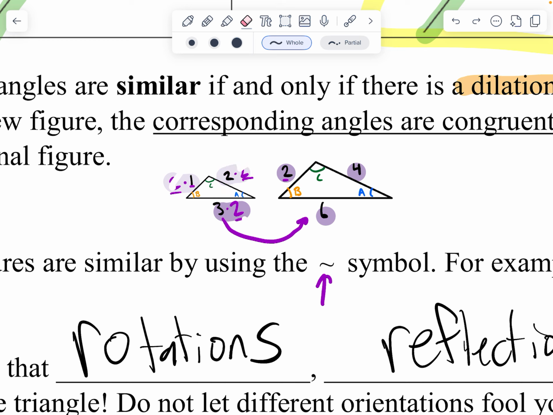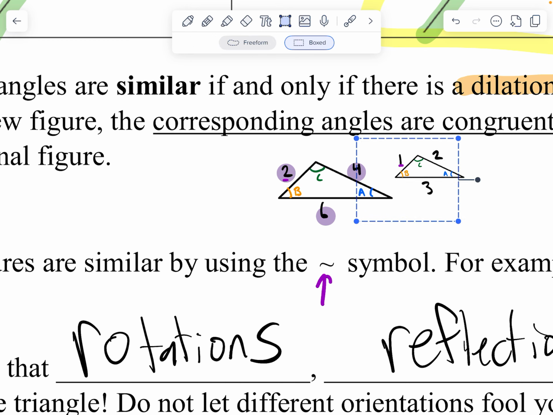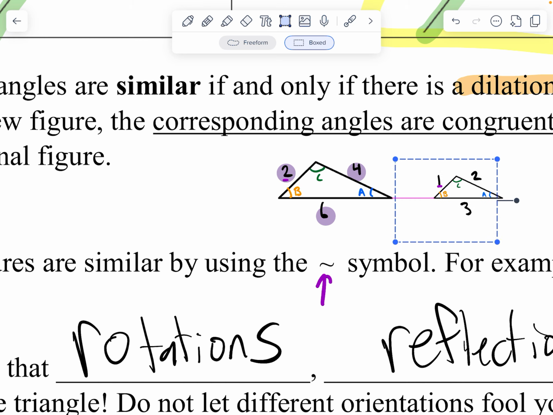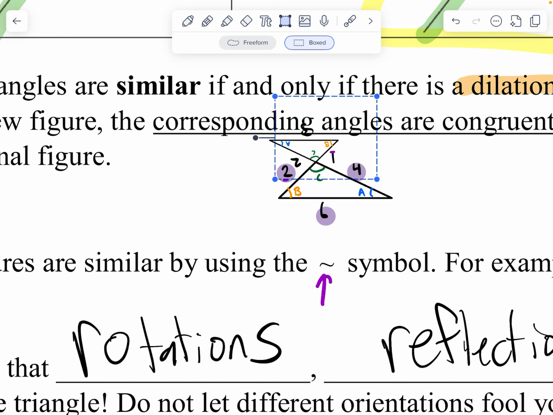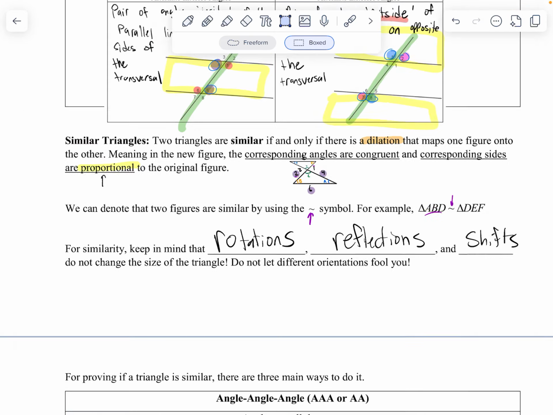So for example, let me erase some of this extra stuff I have. If I wanted to go little triangle to big triangle, if I move the little triangle over here, are they still similar? Yes. If I reflected that triangle, is it still similar? Yes. Rotated? Yeah, that's still a similar triangle. No matter how you move these triangles, they're still similar. Keep in mind, absolutely, it's not going to change that.